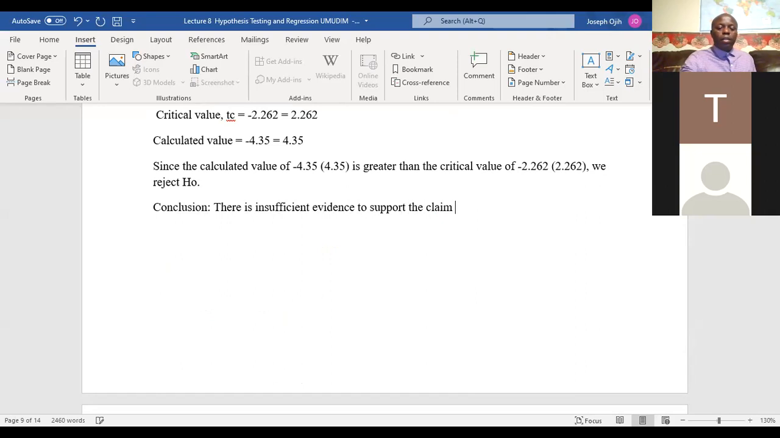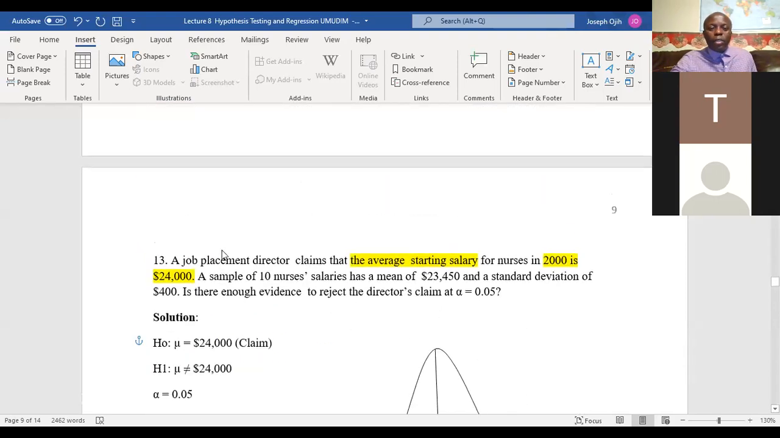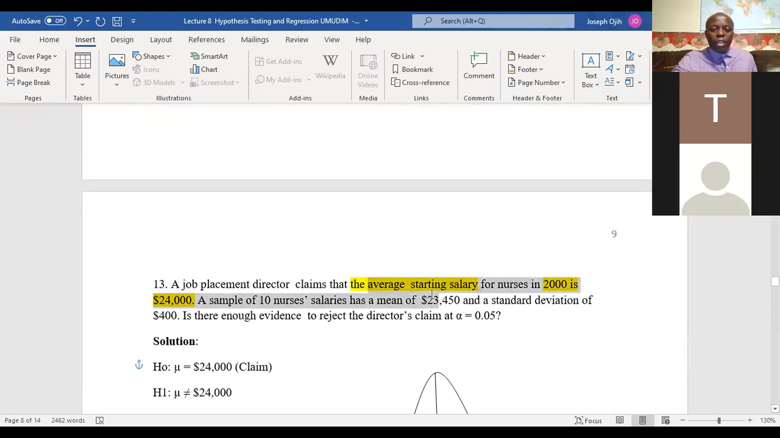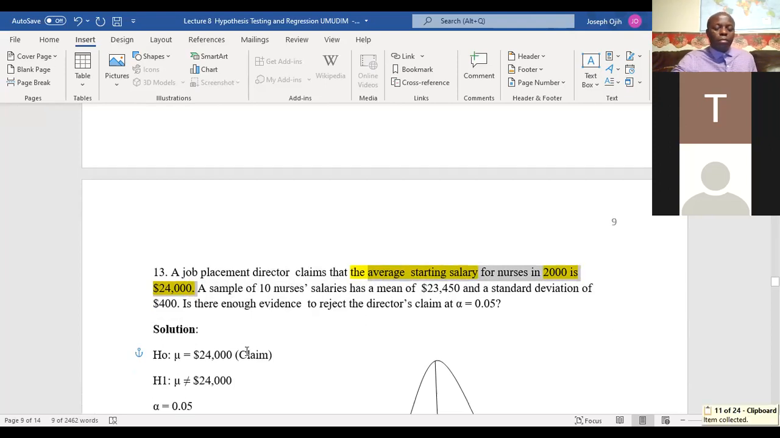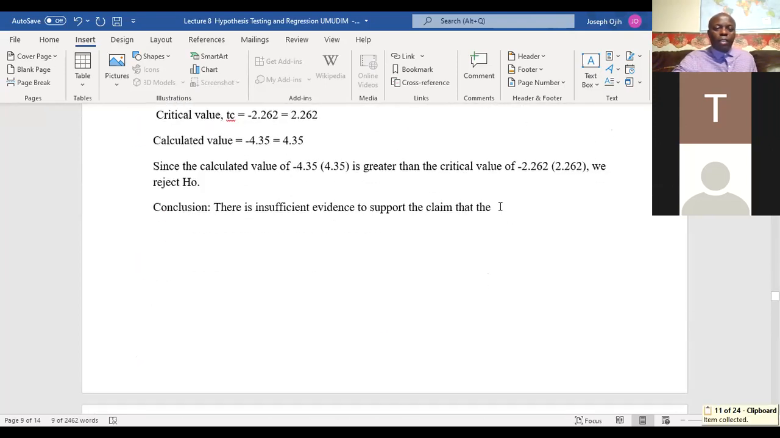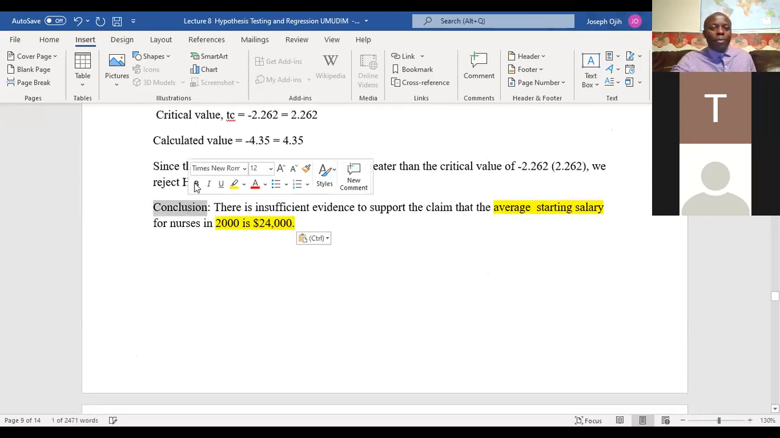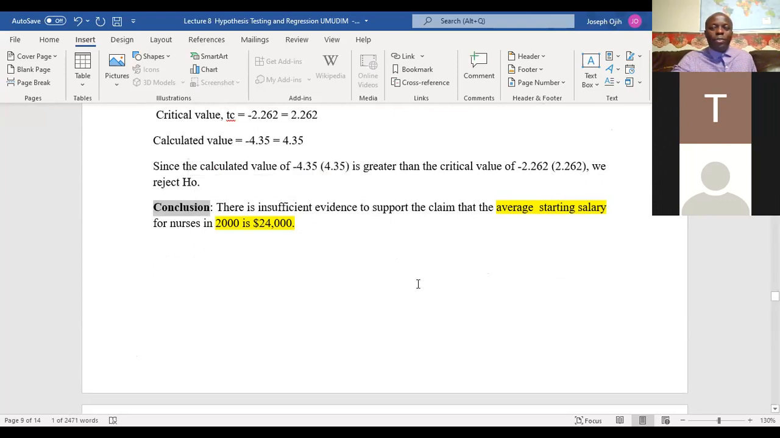Excuse me. The claim was that the average starting salary of nurses is 24,000. Those of you who are nurses know that it's bigger than that. Information from a reliable source made me understand that nurses are very rich. Am I right or wrong? Am I right? You're right. Yes, you are. Oh, my bad.